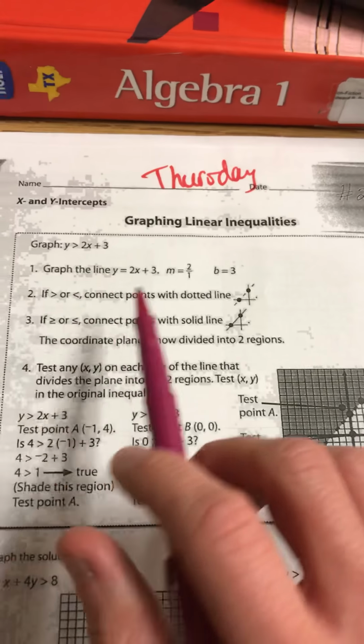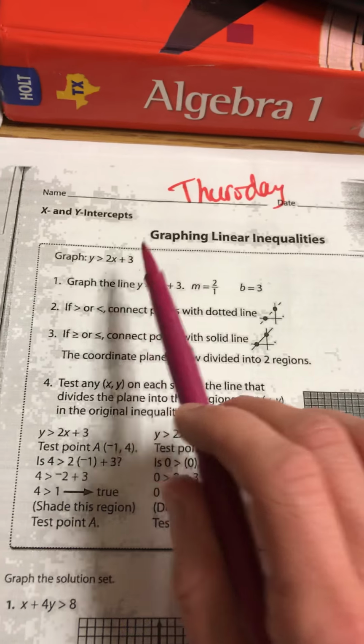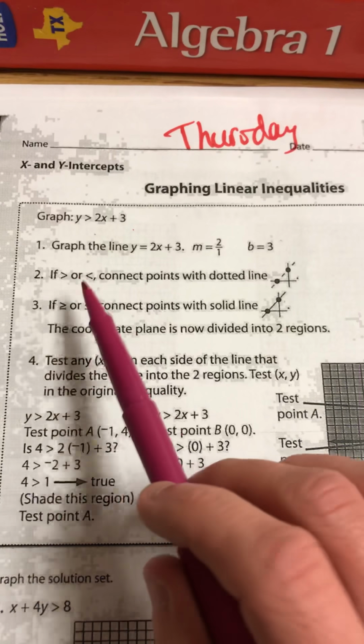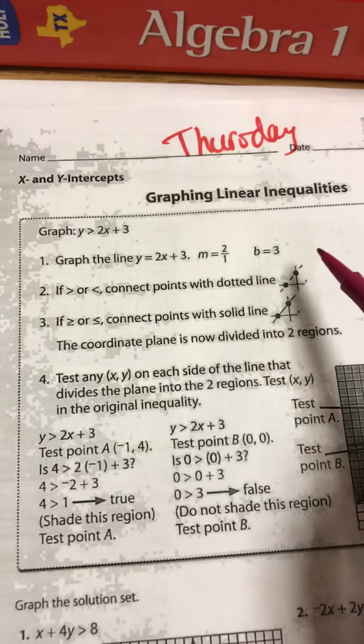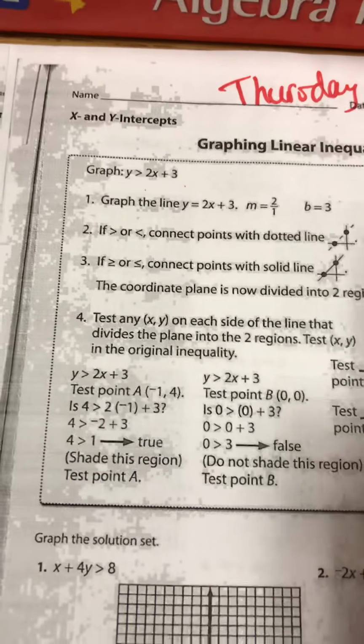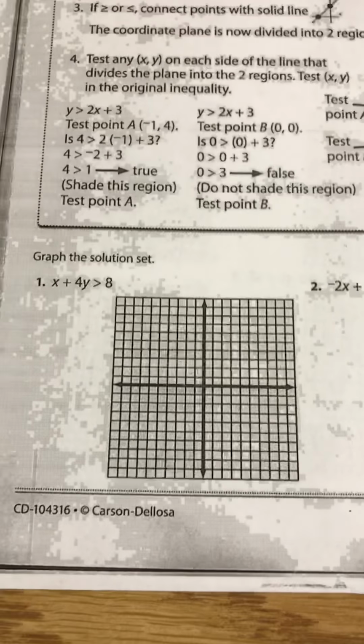Again, this just tells you that's the same setup. You have your m and your b in the same locations. And for here, if it is not equal to, again, it is a dotted line. If it is equal to, you connect the points with a solid line. Okay, so we are going to go through a problem together. Actually, we'll go through two problems together.